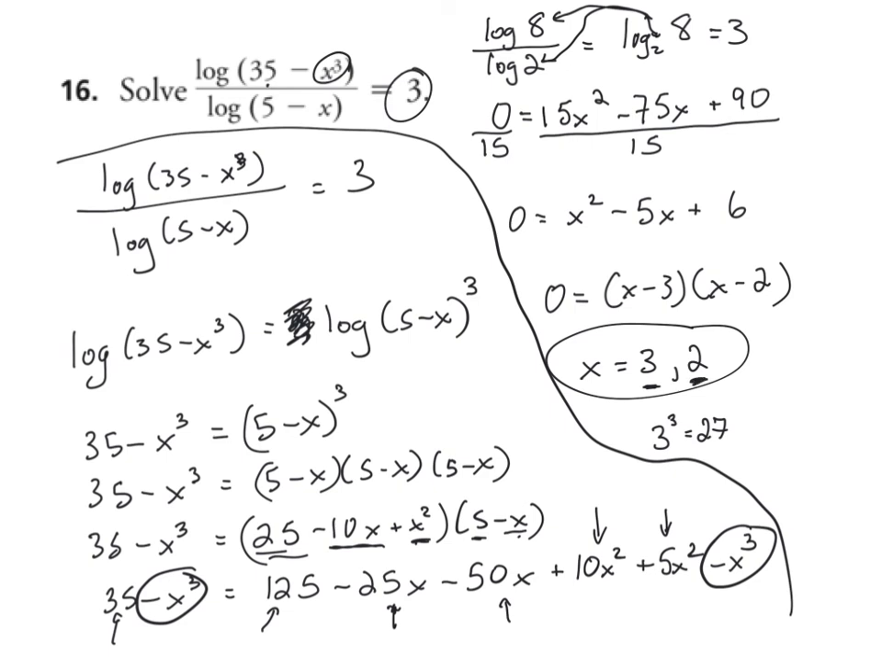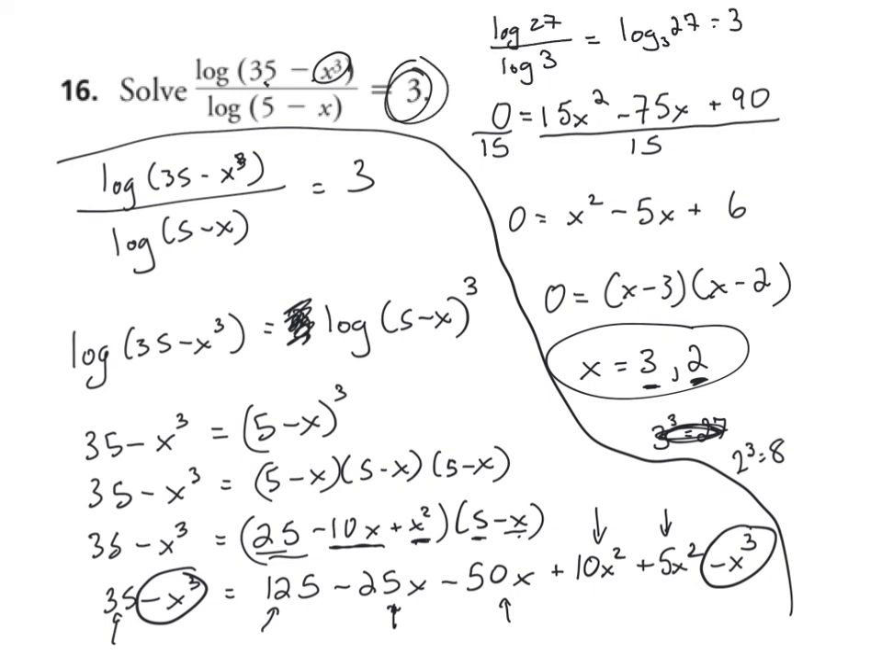Let's try 2. So we know that 2 cubed is equal to 8. 35 minus 8 is 27. That's saying that the log of 27 over the log of 3, if x is 2, that's the same as saying it's equal to log base 3 of 27, and that is equal to 3 as well. Yep, so these are both fine answers. Those are both good answers. Neither of them are inadmissible.